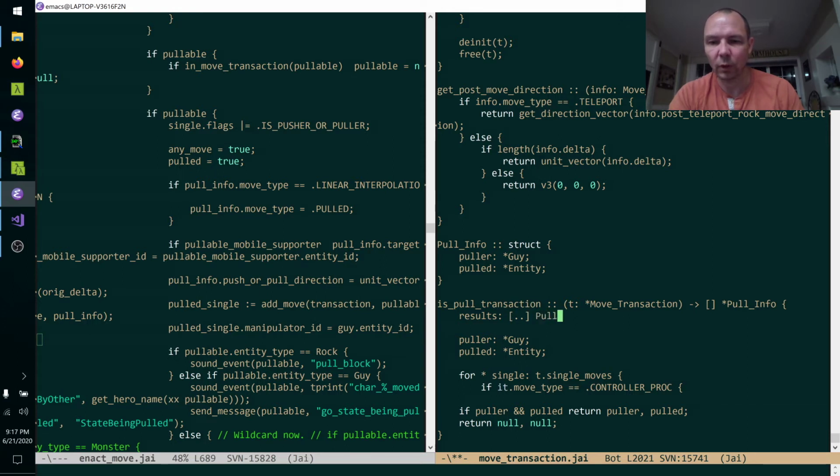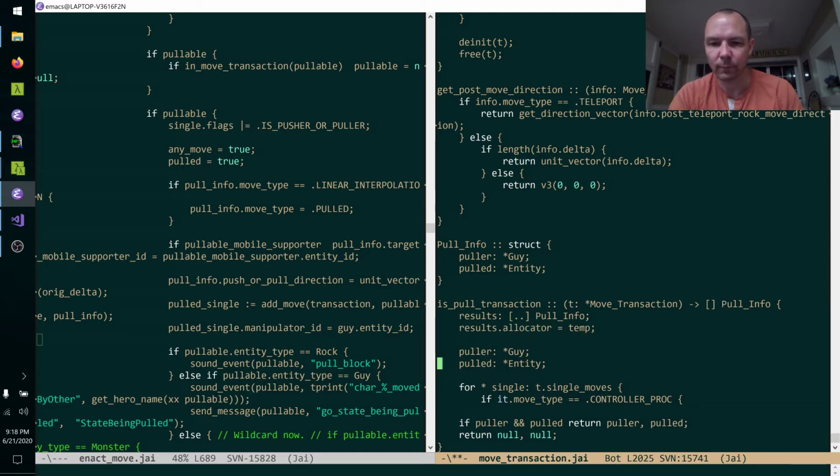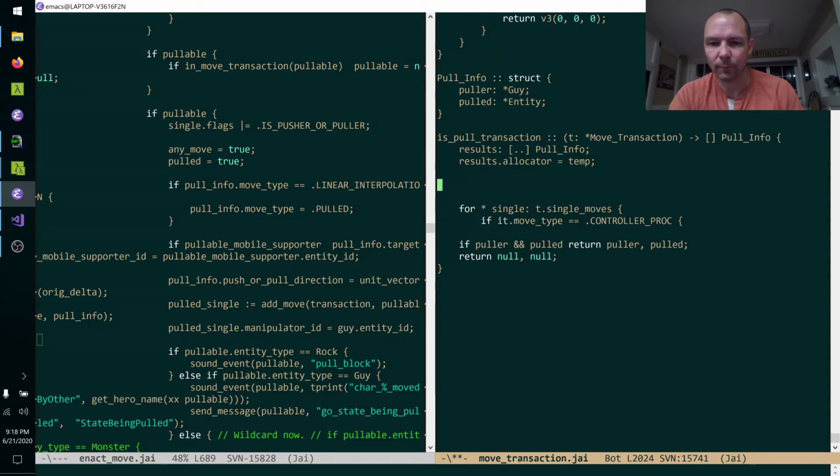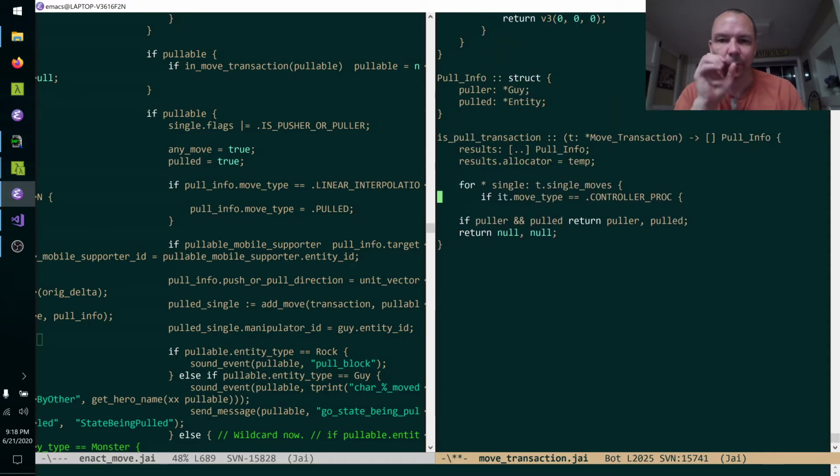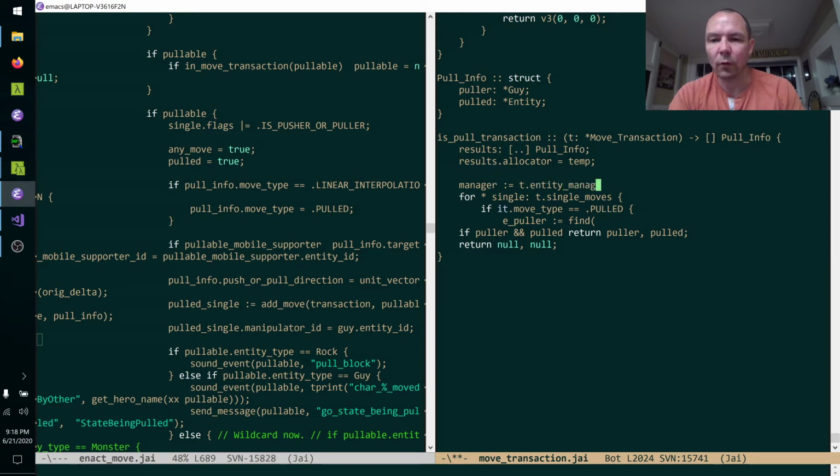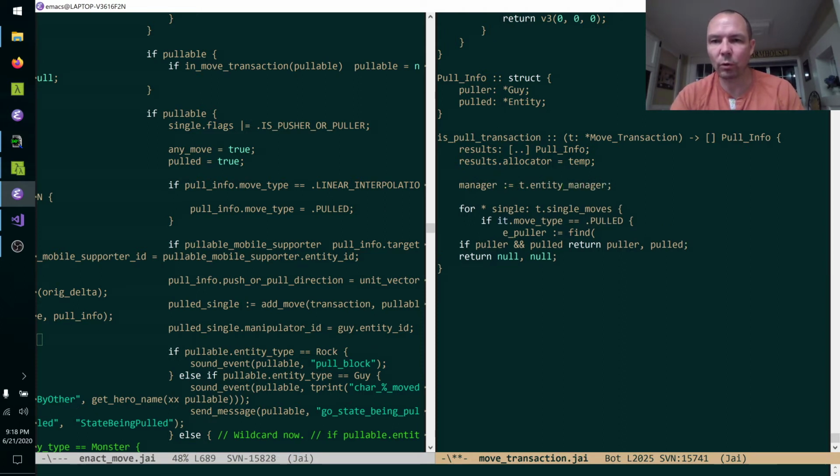Oh no, not a pointer. This is by value, bro. That pulled. So here we're making an array of all pullers and all pulleys.